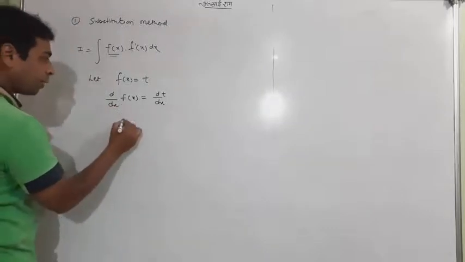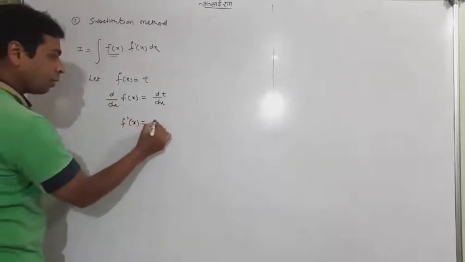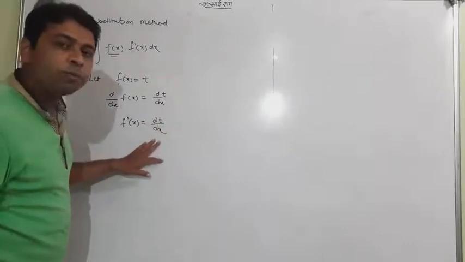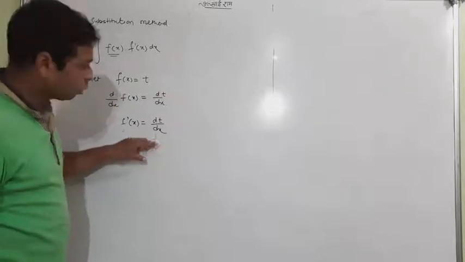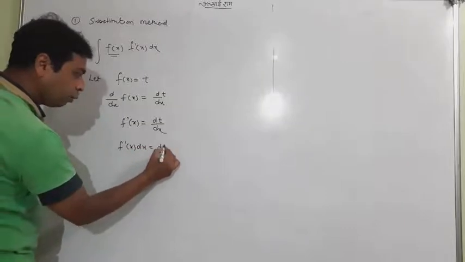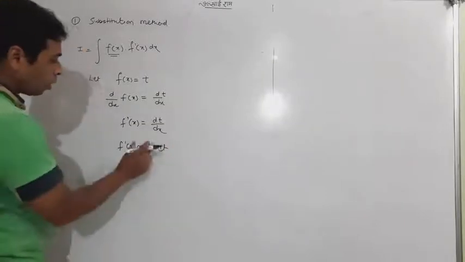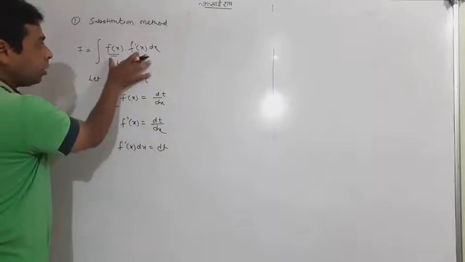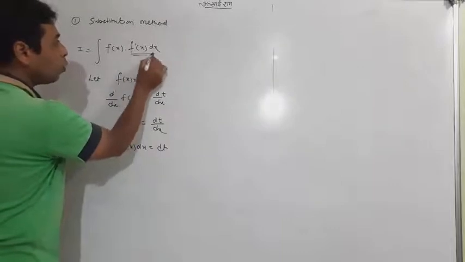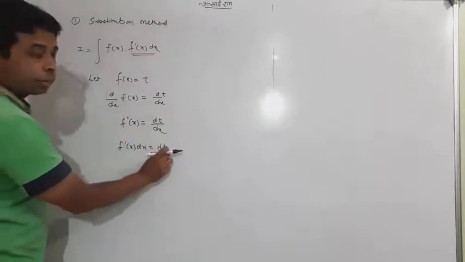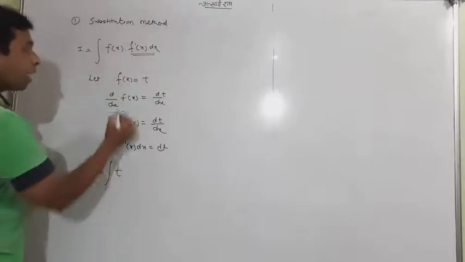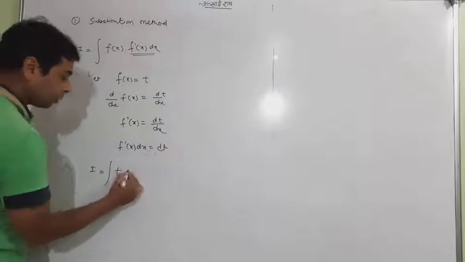d by dx of f of x can be said f dash x equals dt by dx. And you know that dt by dx, the derivative, is very flexible. It works like a division. You can cross multiply dx to that side and you will get this term. Now can you see, in the main integration you have already considered f of x as t, and this portion has become dt. So your whole integration now changes: f of x is equal to t, and f dash x dx is equal to dt.